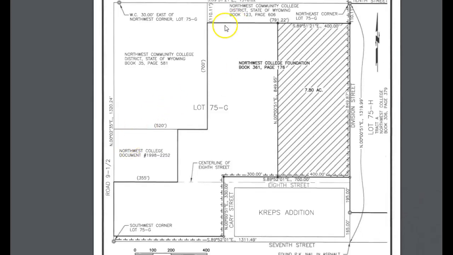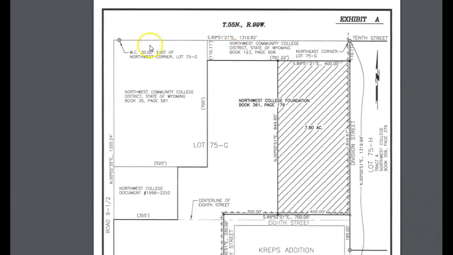Well, this is a plat that is a picture of that particular piece of land. Now, this is really important because, as you can see, we're talking about this shaded part. Here's Division Street. Here's 8th Street. This is a shaded part that is being transferred. The ownership of this is being transferred, 7.80 acres more or less.